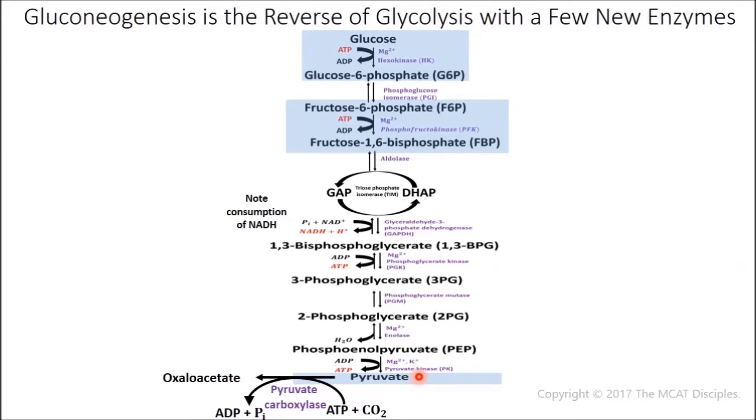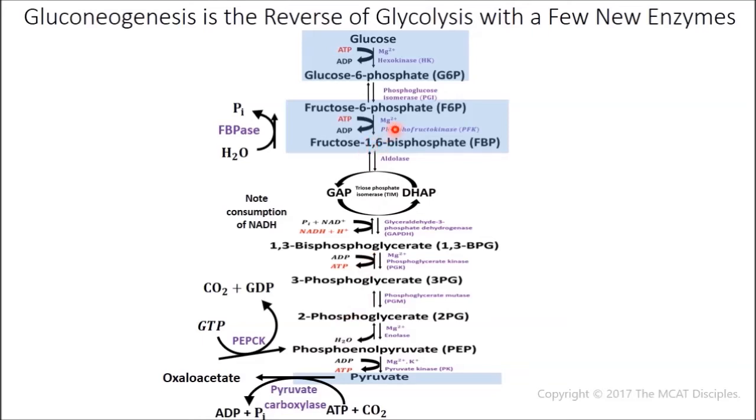We know it's carboxylase, so it uses biotin cofactor, ATP, CO2. And then we convert oxaloacetate into phosphoenolpyruvate via phosphoenolpyruvate carboxykinase. Input GTP, output GDP and CO2. Okay? Then we can go through all these little steps here until we get to fructose 1,6-bisphosphate.